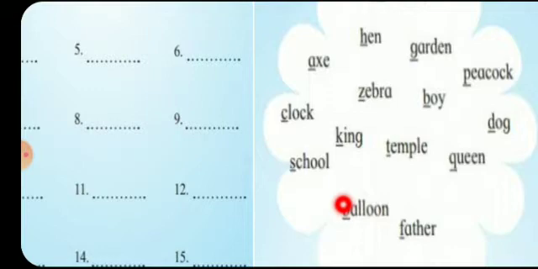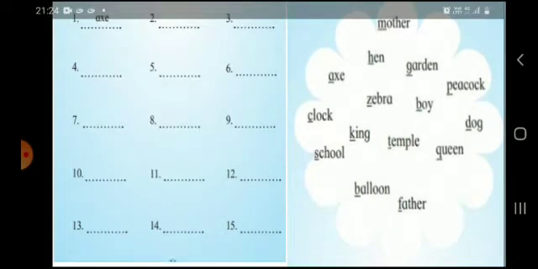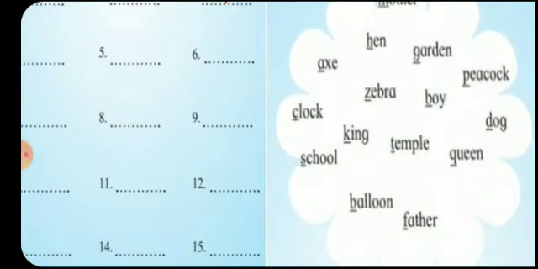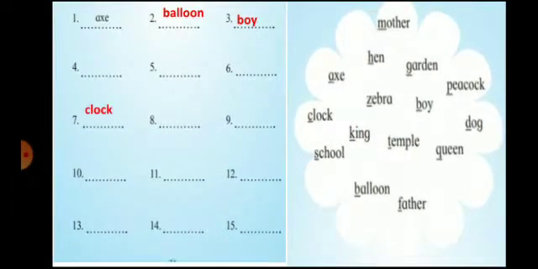So according to the rule, we will see the next letter, that is O in boy, and here in balloon it is A. So which word will we write first? Yes, we will write the word balloon, and after balloon we will write the word boy. It is balloon followed by boy. Now after B, which letter comes? Yes, right, C. So we will find whether there is a word with C. Yes, there is a word with C, that is clock. So we will write the word clock.